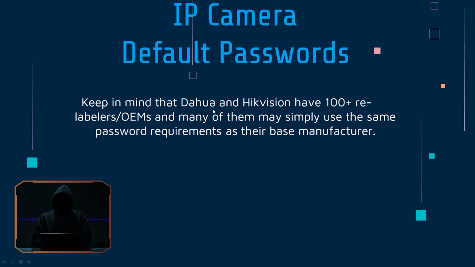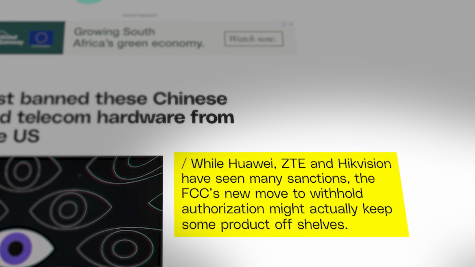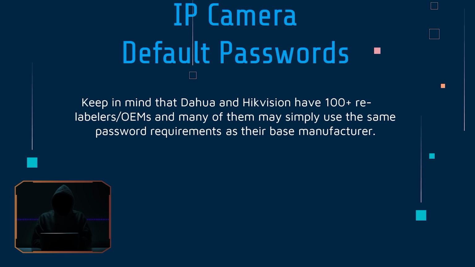Keep in mind that Dahua and Hikvision, those are what we're going to focus on right now, right? These are the two Chinese manufacturers, and they're among the largest manufacturers in the world. They have over 100 relabelers and OEMs, and many of them may simply use the same password requirements as their base manufacturer, which is Dahua and Hikvision. I should point out at this point in time that many nations, many states have banned these cameras. So I think in the United States, there's several states who banned them. And the UK in 2022 said they would cease deployment of these Dahuas into sensitive sites, okay?